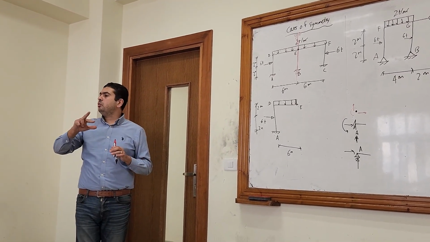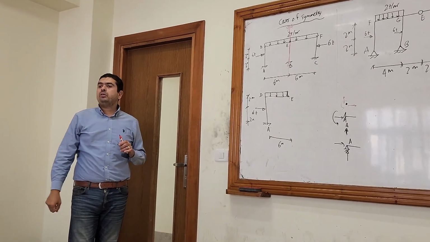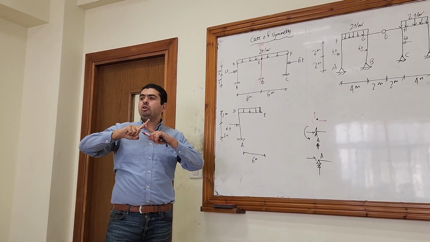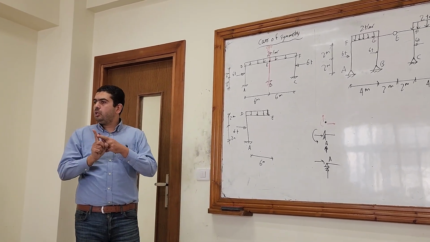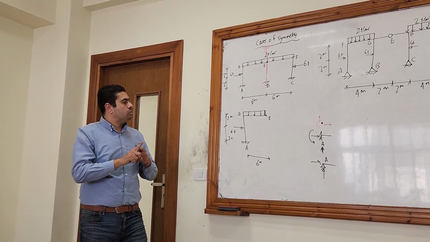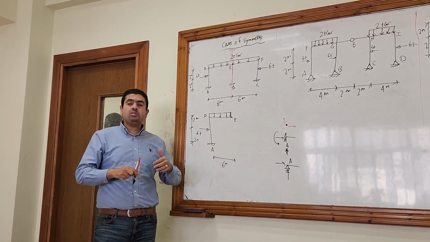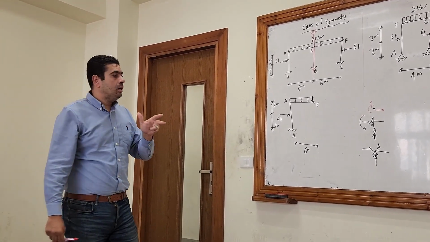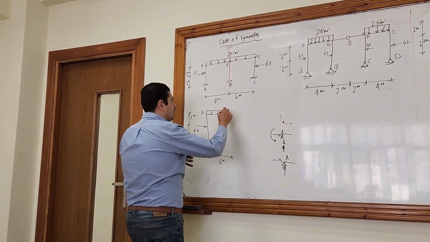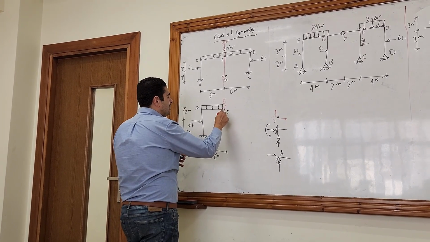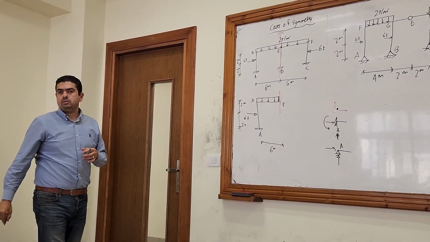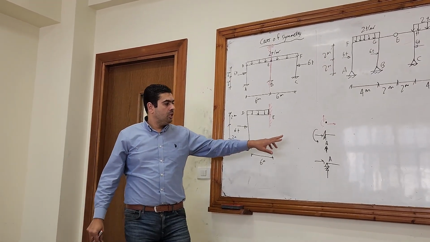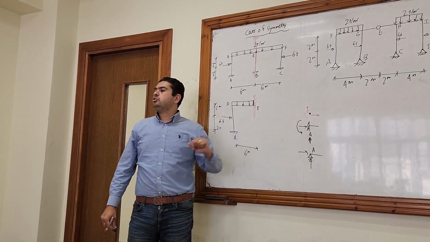What about the rotation of point E? Because of the symmetry, point E is not allowed to rotate. Okay? So that means that point E is not allowed to rotate, not allowed to move horizontally, not allowed to move vertically. That means that I have to put a fixed support here. This is the definition of the fixed support: no horizontal displacement, no vertical displacement, no rotation.